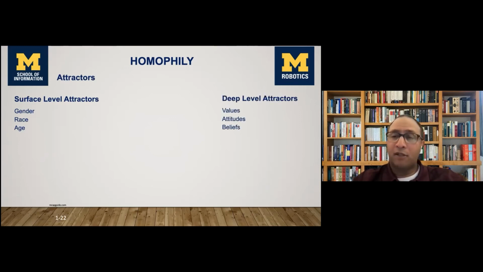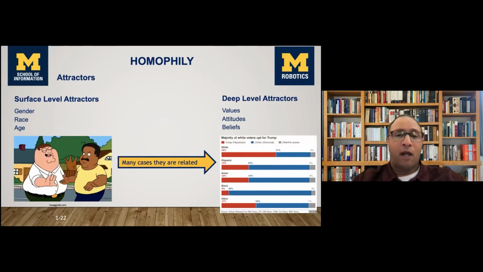It could be other things that are deeper, like our values, our beliefs, our attitudes. These two things don't have to be related, but they normally are, right? And so if you look at the election, not the last election, but the one before that, you'll see that if you told me someone's race, you could predict to a certain degree who they voted for. In many cases, that's because homophily is nested throughout our entire lives. So I'll give you an example of that.